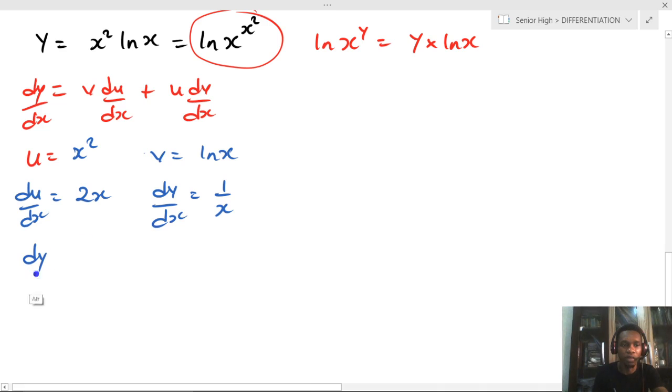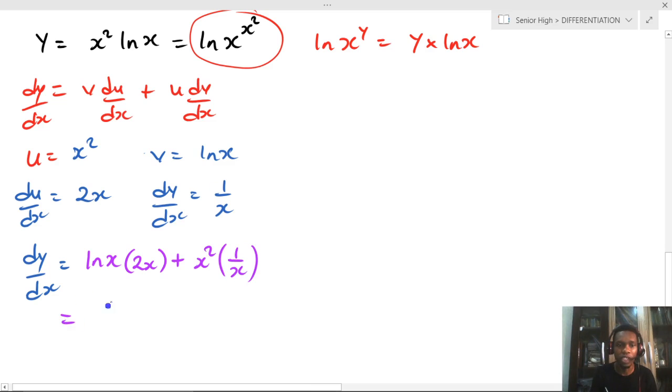So therefore, we know that our dy dx will be equal to v du. So what's our v? We have our v to be ln x. So it's ln x du. Du is 2x. Plus our u is x squared, and then multiply by our dv. dv is 1 over x. So what's the final answer? 2x times ln x is 2x ln x plus, we know that this can cancel out this and we have just x remaining. So this is our final answer.